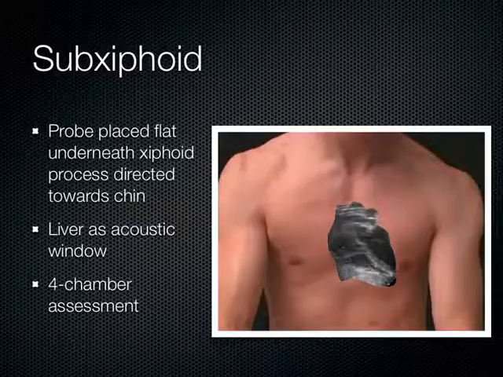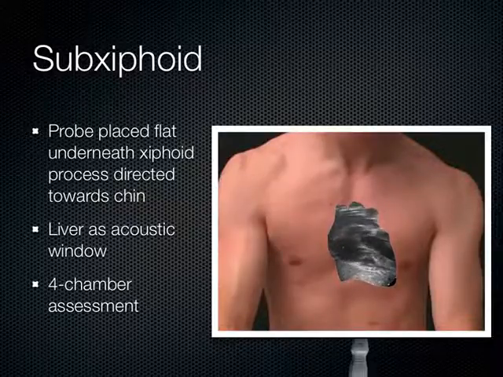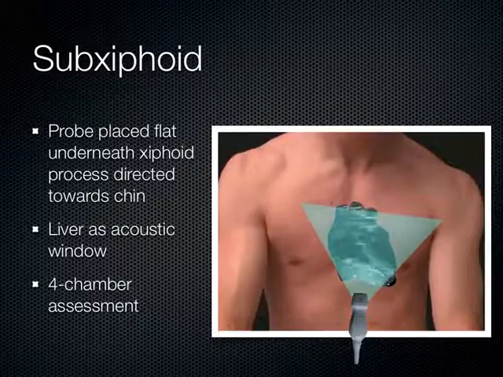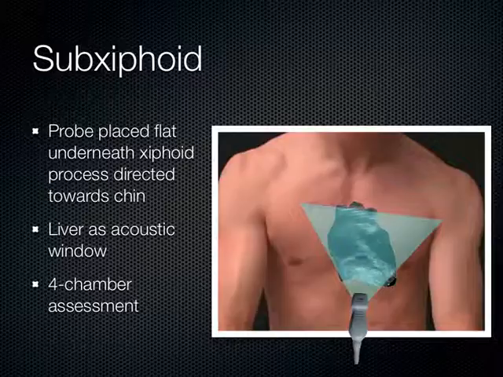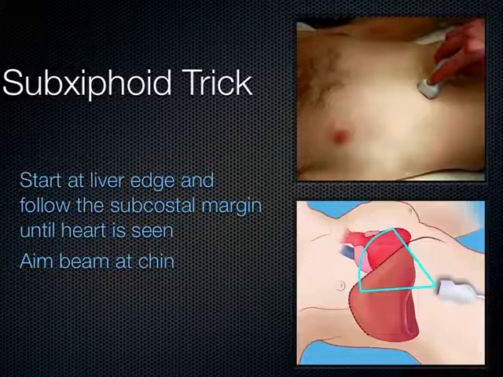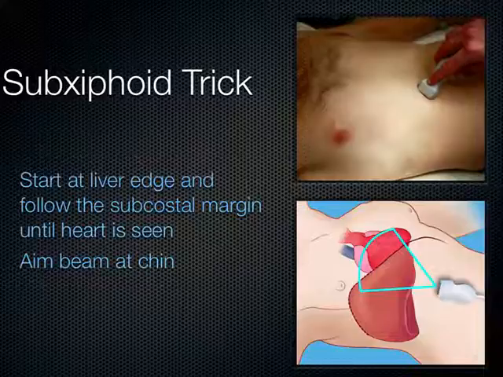Now, moving on to the other view of the heart, the subxiphoid view, the probe will be placed flat just underneath the xiphoid process, and looking up towards the chin, we'll be able to use the liver as our window to get a good four-chambered assessment of the heart. Now, sometimes it's difficult to do this view, as you've all realized last year, depending on your patient's chest wall shape and abdominal cavity shape.